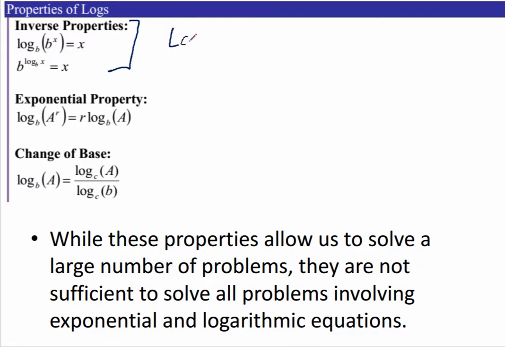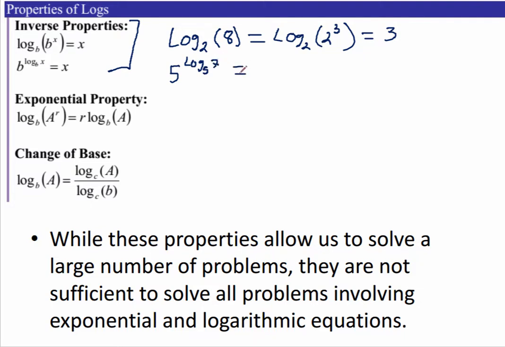If I gave you, for example, logarithm base 2 of 8, I can rewrite that as logarithm base 2 of 2 to the third, which says that if I have a logarithm base b of b raised to the x, that's just the exponent, which is equal to 3. Similarly, if I had given you 5 to the log base 5 of 7, that's going to be equal to just 7, because the exponential and the logarithm undo each other. Those are a little bit confusing notationally, so take some time to make sure they make sense to you.